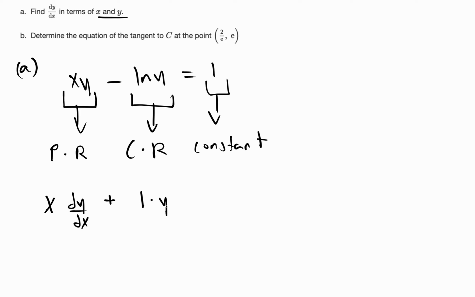So when we simplify this, x dy by dx plus y minus 1 over y dy by dx, and that's equal to 0. Now what can we do? Let's group the like terms together and factor dy by dx out, right? Let's do that. First, let's bring y to the other side, so we get x dy by dx minus 1 over y dy by dx, essentially we're just subtracting y on both sides, is equal to negative y.